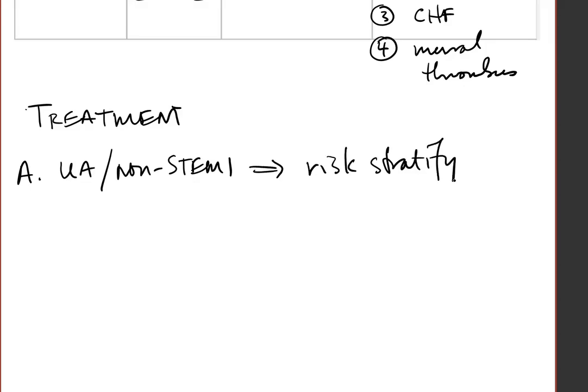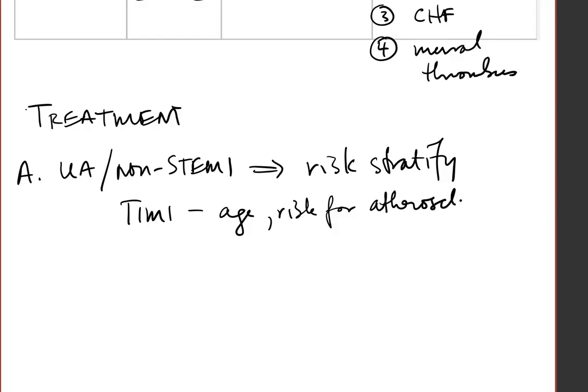But this is going to include things like, in the TIMI system, the patient's age, older's worse like everything, risk for atherosclerosis. So if they're diabetic, hypertensive, dyslipidemic, and sedentary, that's going to punch the ticket for a high risk. If they've had past history of atherosclerosis elsewhere in the heart, that's a risk factor. We're going to take a look at the EKG. Arrhythmias or other problems are higher risk. And the last is we're going to look at the troponin levels, because the higher the troponin levels are, that correlates with more muscle necrosis.